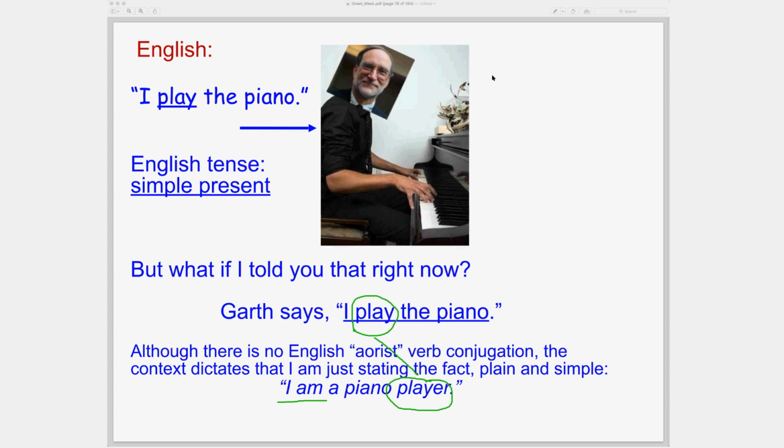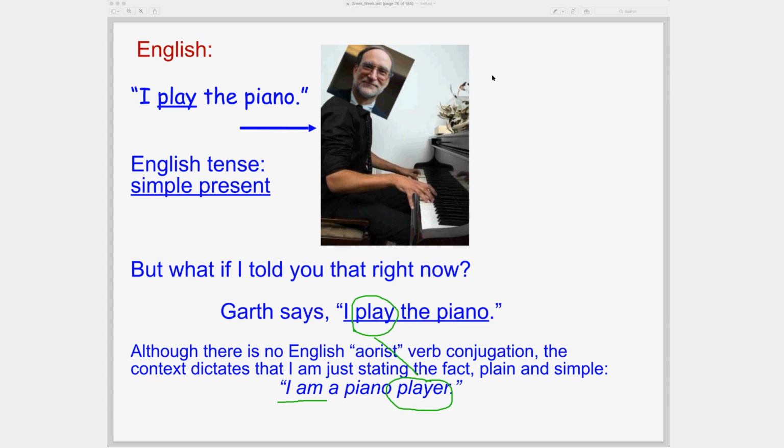Yeah, if you said I played the piano, that's in the past and is done, and you are no longer playing, right? And that will not be aorist tense. I'm sorry, could you repeat that? I'm saying if you said I played the piano, that would mean that yes, you played the piano in the past, but now you are no longer playing the piano, which is different from saying I play the piano, which means also that you are a piano player.